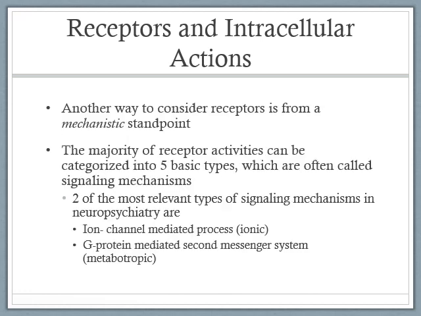Another way to consider receptors is from a mechanical standpoint. The majority of receptor activities can be categorized into 5 basic types, which are often called signaling mechanisms. Two of the most relevant types of signaling mechanisms in neuropsychiatry are the ion channel mediated process, or the G protein mediated second messenger system, or metabotropic.